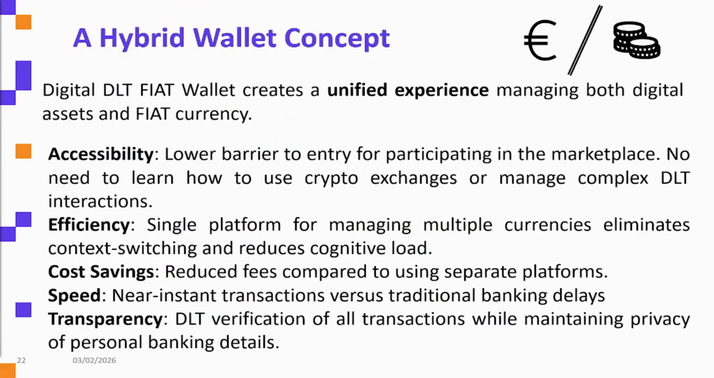Most cryptocurrency wallets manage only digital assets. Most banking apps handle only fiat currency, but the PISTIS DLT-FIAT wallet does both, creating a hybrid unified experience where users can hold euros in linked bank accounts, manage PISTIS tokens in blockchain wallets, convert instantly between currencies, execute data purchases, and view consolidated transaction history. This hybrid approach addresses one of the fundamental barriers to blockchain adoption in enterprise contexts: the friction of moving between traditional finance and crypto ecosystems.